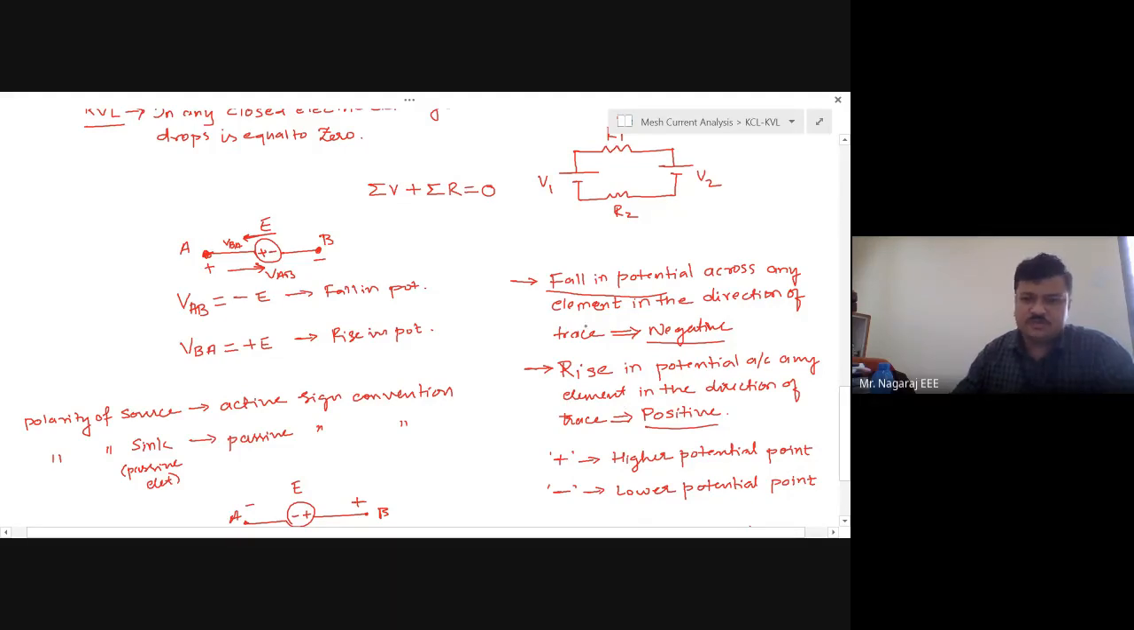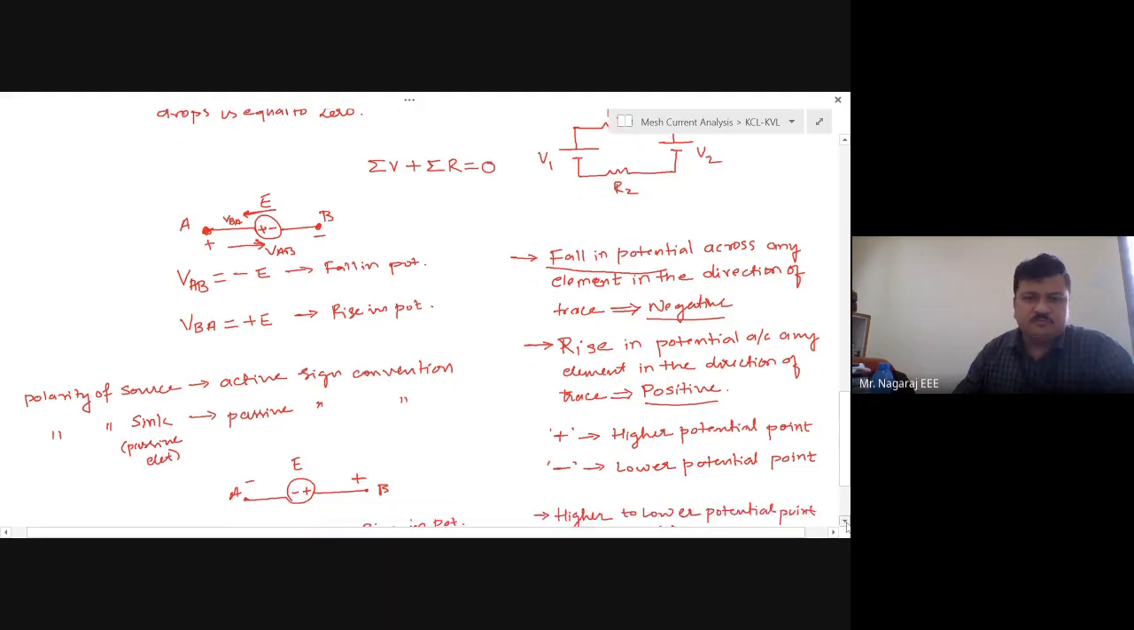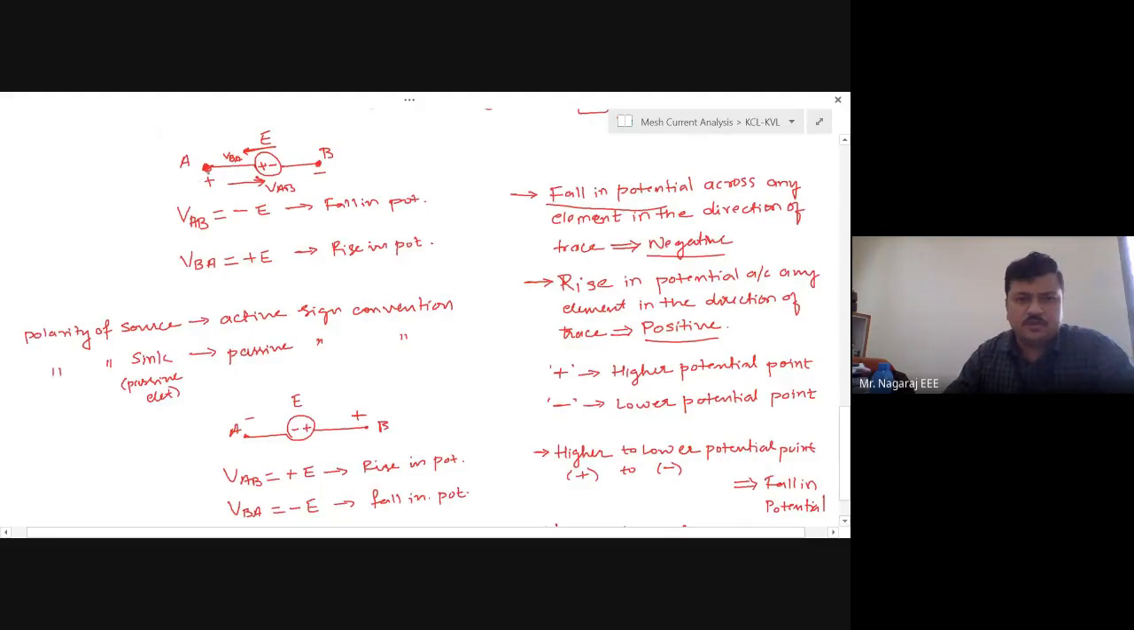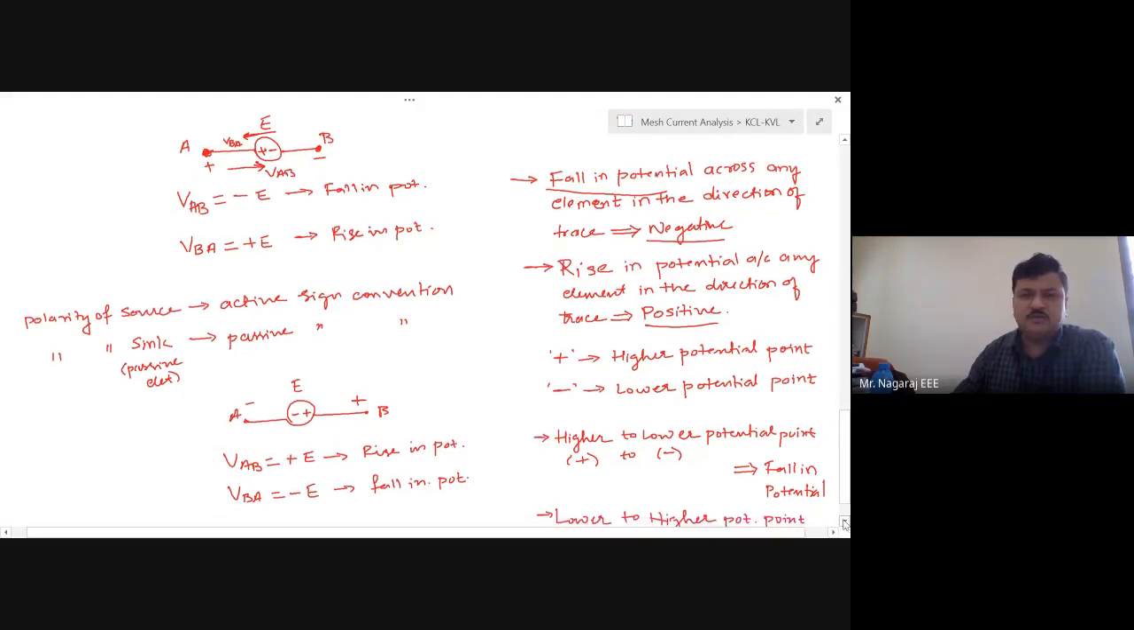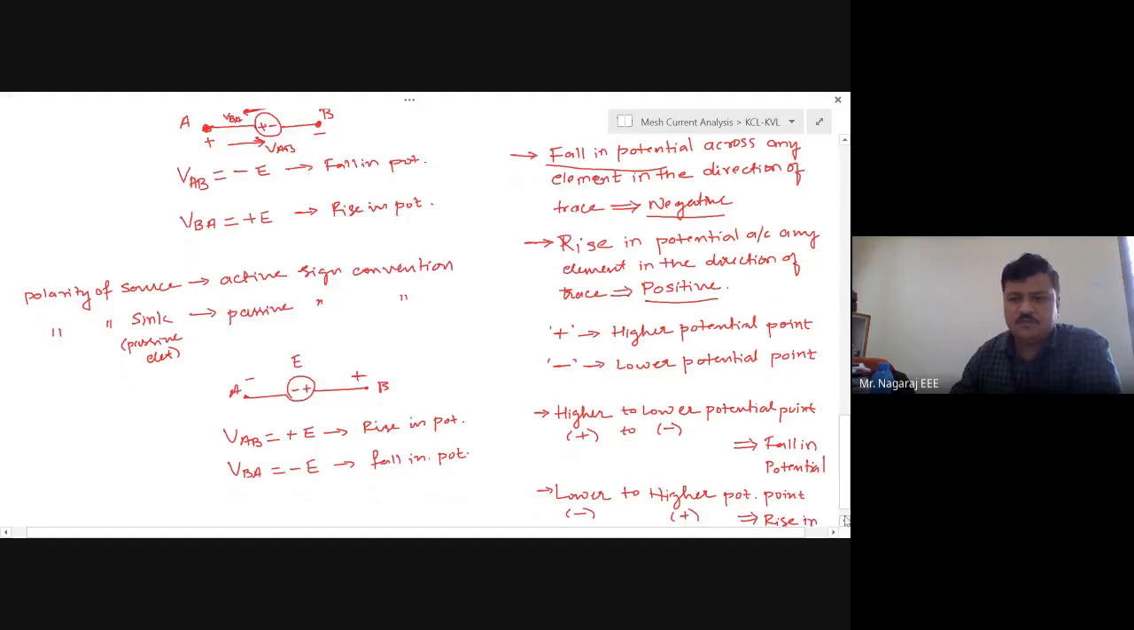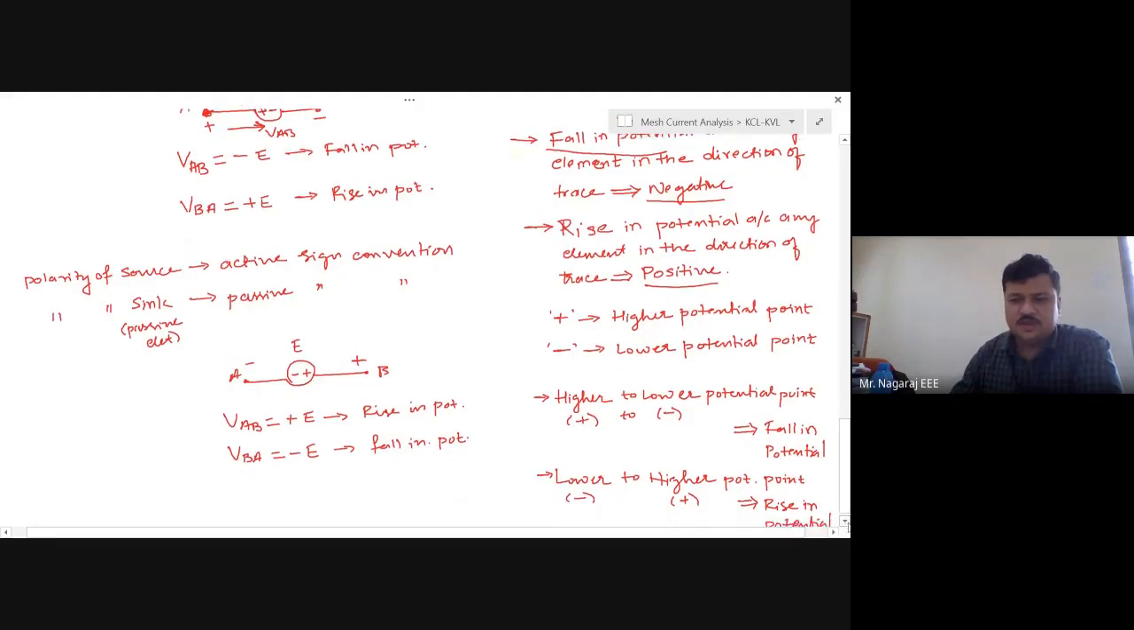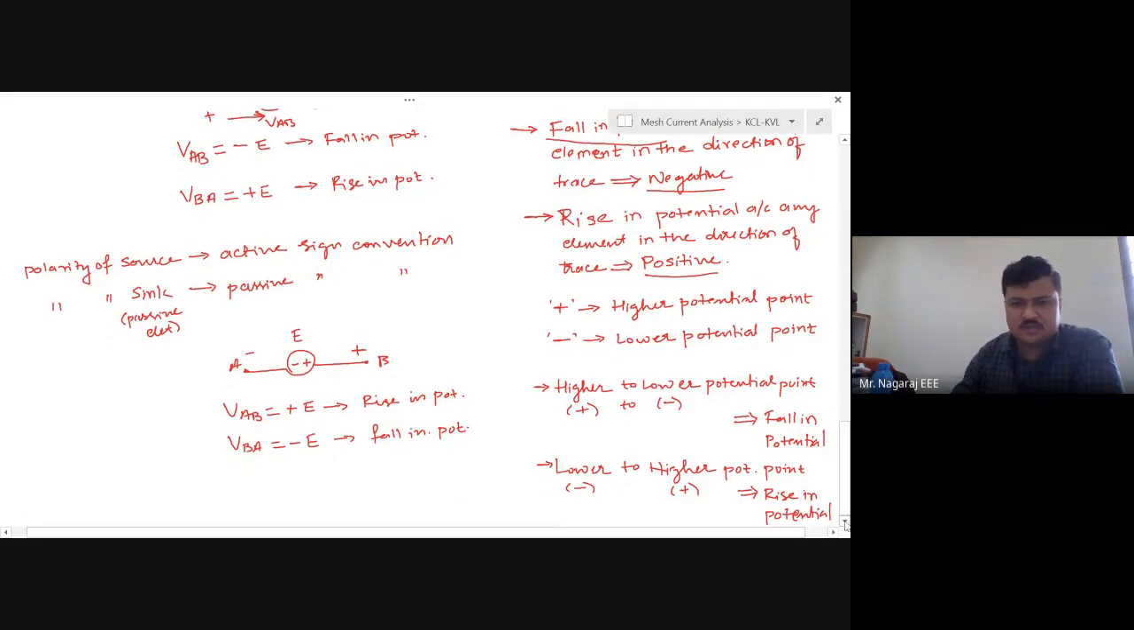So what is fall in potential? If the direction of trace is from higher potential point to lower potential point, that is fall in potential. If the direction of trace is from lower potential point to higher potential point, that is rise in potential. If there is rise in potential, the potential value across that element is taken positive. If there is fall in potential, the potential value across that element should be taken negative. So this much we had seen in the previous session of this course.